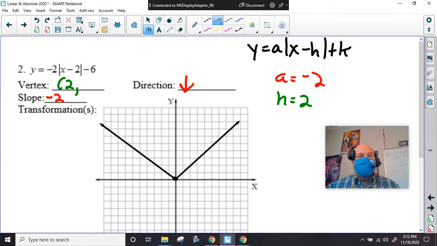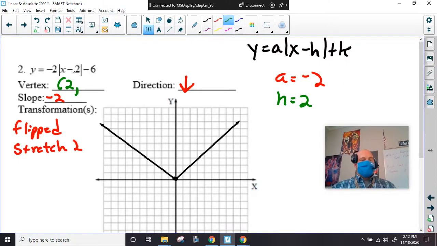Oh, I forgot to do the vertical thing. All right, transformations: this one was flipped, and we have a stretch of 2. This is written as negative, so we actually go to the right 2. I'm sorry, I got behind on that. And then our k value is right here. We have -6, so -6 goes here, and this is down 6.